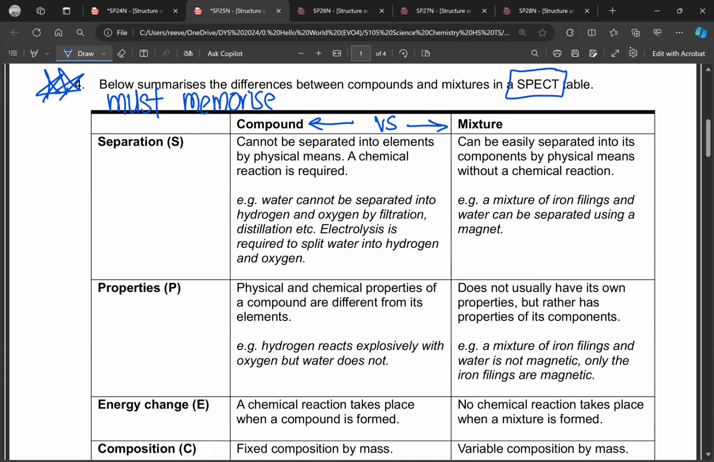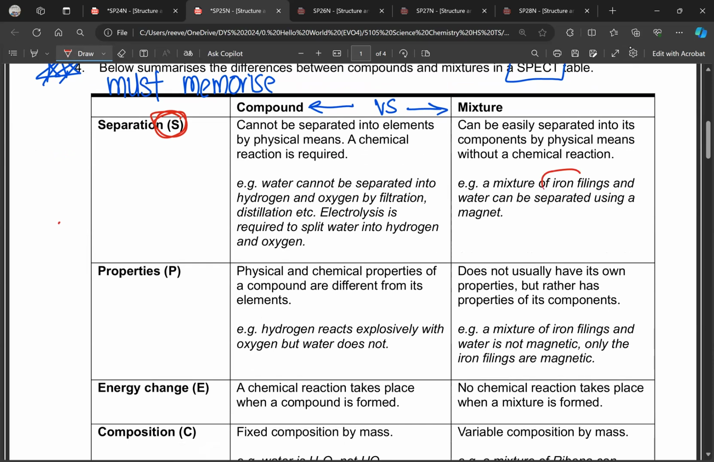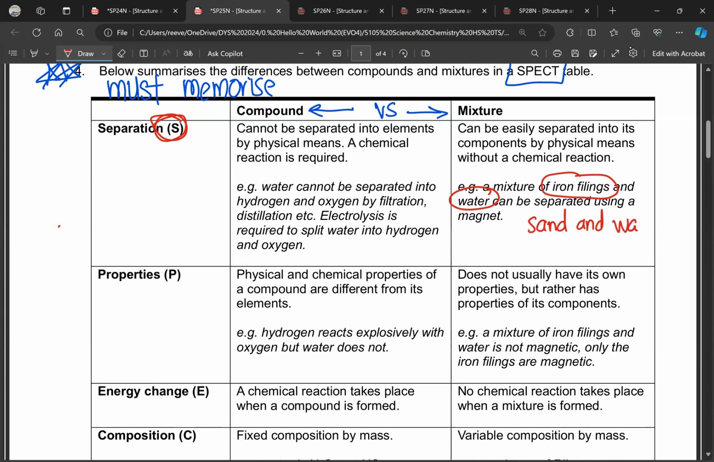First, the S stands for separation. So how you separate a compound and how you separate a mixture is different. We start with the easy one, mixture. A mixture is very easy to separate. If I have iron filings and water, how to take out the iron filings? Use a magnet. This one is common sense, right? You have sand and water, how to separate? Also common sense, right? You go and filter. So for a mixture, it's very easily separated.